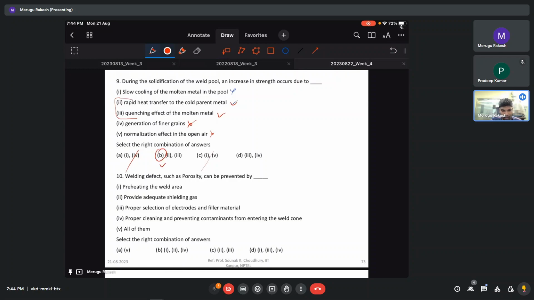So rapid heat transfer to the cold parent metal and the quenching effect that is going to happen. Okay, finer grains are happening, but it's not the main reason. The reasons are the above, 2 and 3. Can delete this as well. So option B is the correct answer for question number 9.